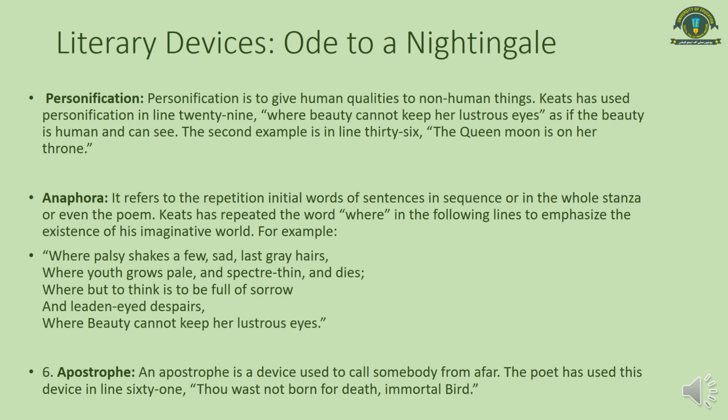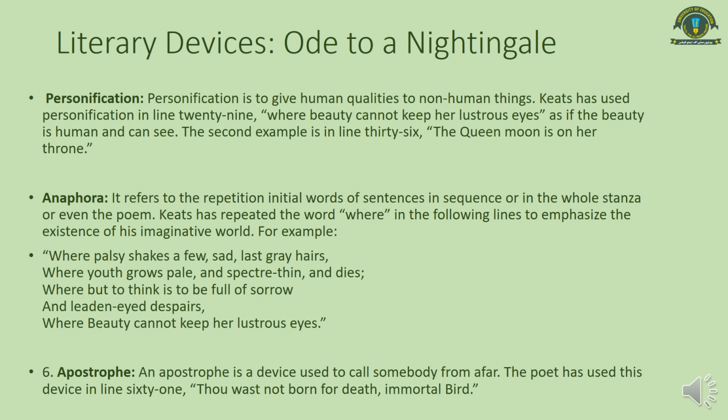Personification. Personification is to give human qualities to non-human things. Keats has used personification in line 29, where "beauty cannot keep her lustrous eyes," as if beauty is human and can see. The second example is in line 36, "the Queen Moon is on her throne." Personification is a literary device in which we give human attributes to non-human things. For example, if I say that the crops were dancing, crops cannot dance, human beings can.